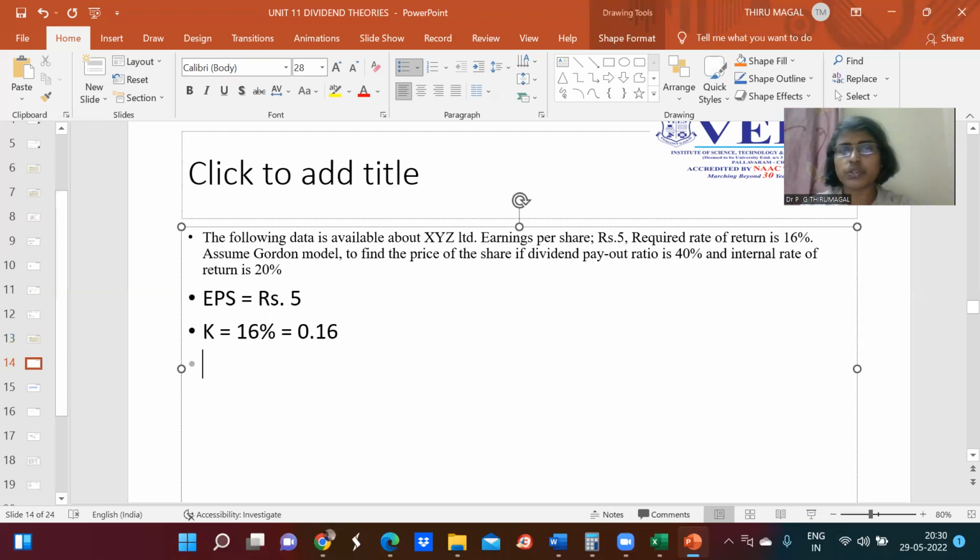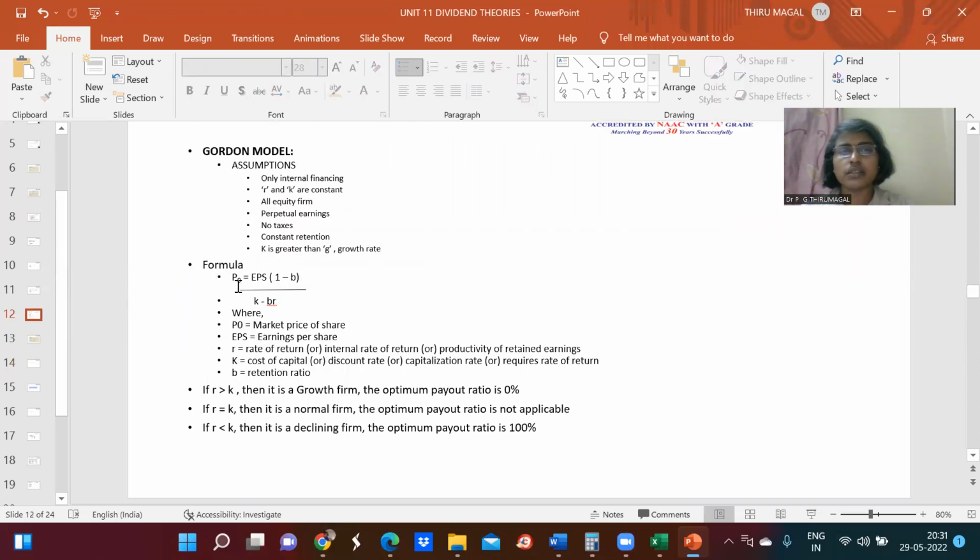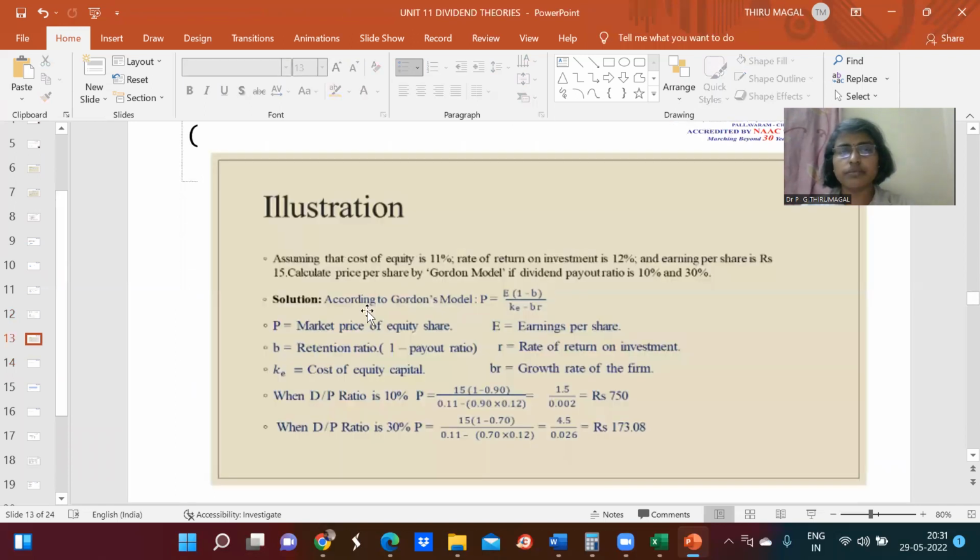Assume Gordon model. We are supposed to use Gordon model. Find the price of the share if the dividend payout ratio is given. Dividend payout ratio equal to 40%. 40% is nothing but 0.40. The next one is internal rate of return, which means R value is given. R equal to 20%. 20% means 0.20. So now these are all the values that are given in the problem. We are supposed to use Gordon model. So Gordon model, this is the formula. Let us just copy this formula.